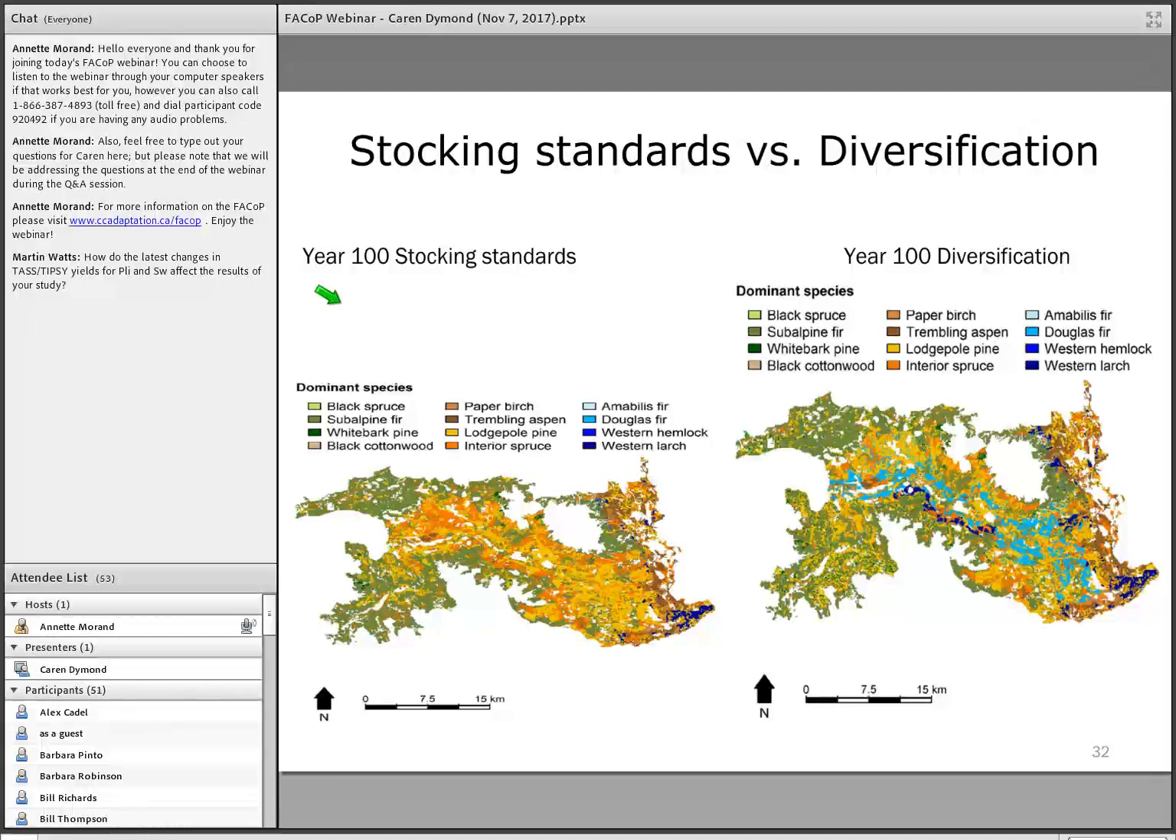This map on the left is the same as the one we just looked at, year 100 stocking standards. The one on the right is under the diversification regime. Here you see the dark blue western larch in the southeast corner again, but also occurring in the northeast corner and up the valley. Now in the valley bottom, you see this teal. That's Douglas fir that's being planted in these model simulations and is doing well enough to be the leading species.